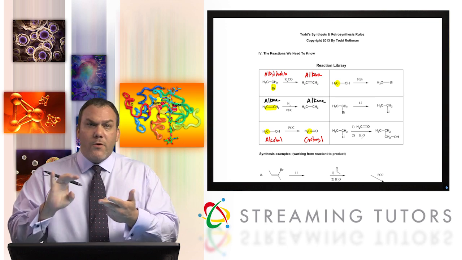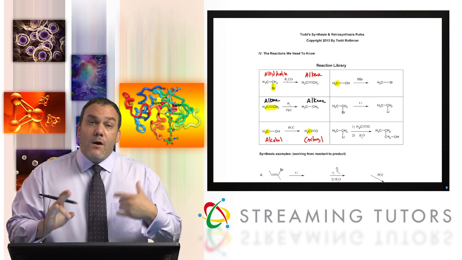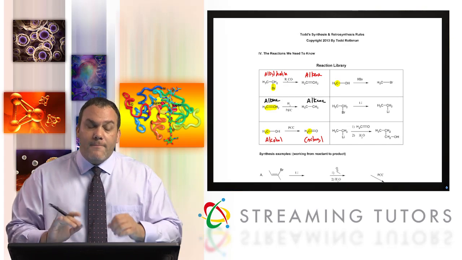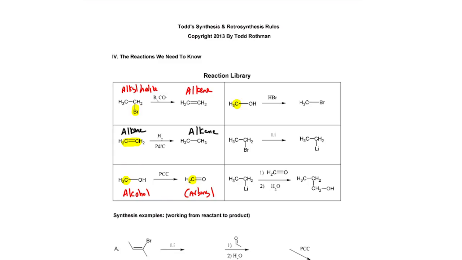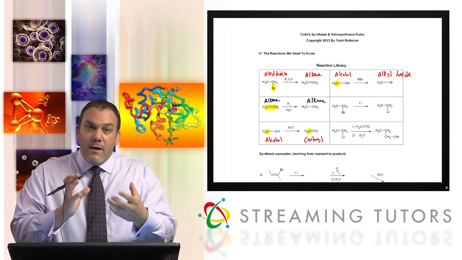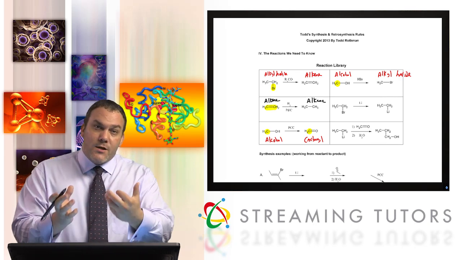It could be a ketone or an aldehyde, depends upon what's around it, but that doesn't matter. It's a carbonyl generically. Now, the next one is an alcohol becoming an alkyl halide. And how do you do that? You add HBr. And what happens? The carbon in yellow loses its OH and gets a Br.